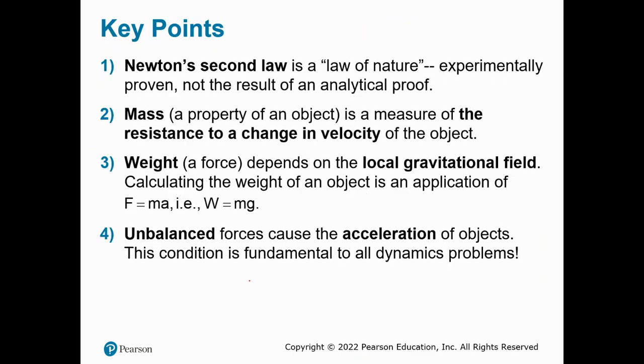Key points: Newton's second law is a law of nature, experimentally proven, not the result of any analytical proof. Mass is a property of an object, a measure of the resistance to a change in velocity of the object. Weight is a force that depends on the local gravitational field. Calculating the weight of an object is an application of F equals ma, W equals mg. Okay, substitute the acceleration a with the gravitational acceleration g. That gives me the weight.